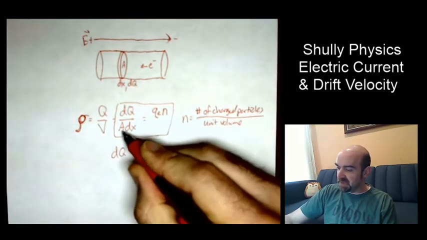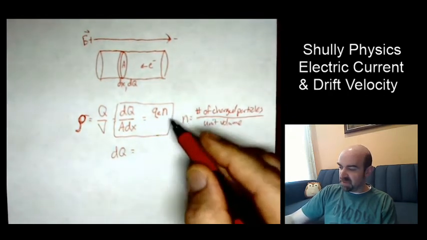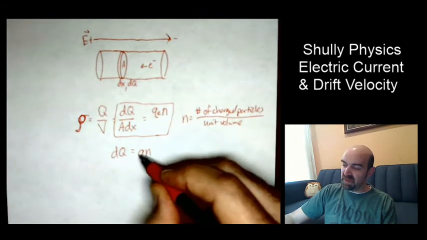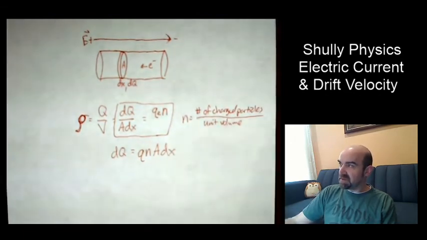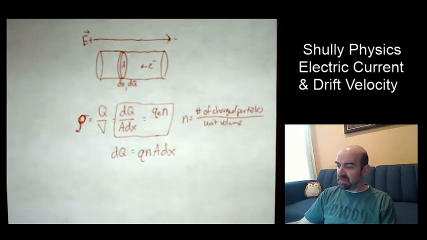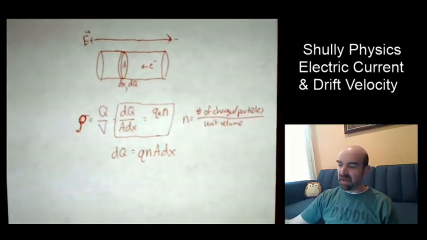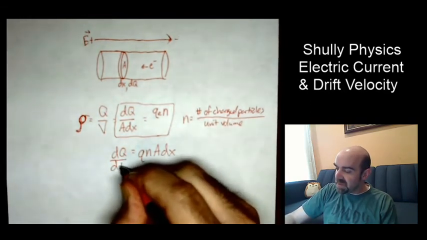dq equals, we'll bring the area, that cross-sectional area, times dx up to the other side. Well, the charge times n. Again, I'm making that just more generic charge now. A dx. Okay. Now, if we start thinking about this, we've got electrons passing through, moving along at a rate.